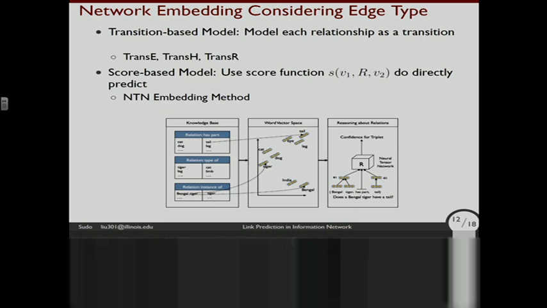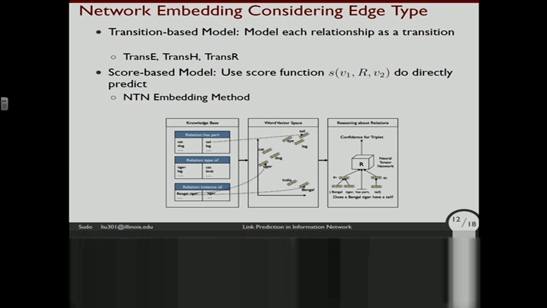Another approach is called the score-based model. The general idea is different from the previous one. For each link in the knowledge base, V1, R, V2, you need to define a score function to directly do the prediction. So given the link in the knowledge graph, you could directly solve it using maybe a neural network or other things to get the similarity.